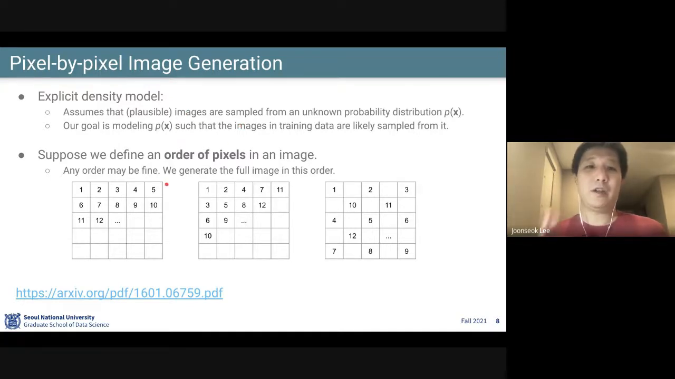And here, in this method, we assume that there is some order of pixels to generate. It can be any arbitrary order, like this, from row to row and column to column, like this. Or we can do it diagonally like this. Or we can jump with some stride like this. Any order is fine, but we are going to generate the image in some predefined order. That is the assumption of this model.